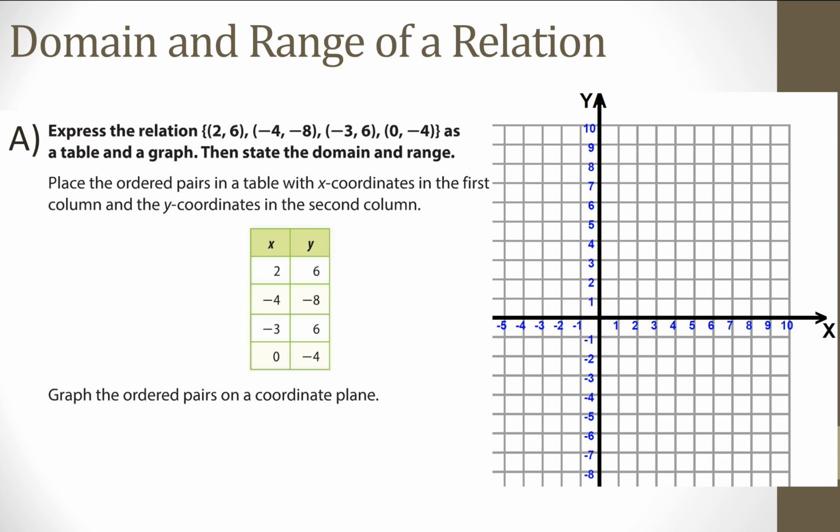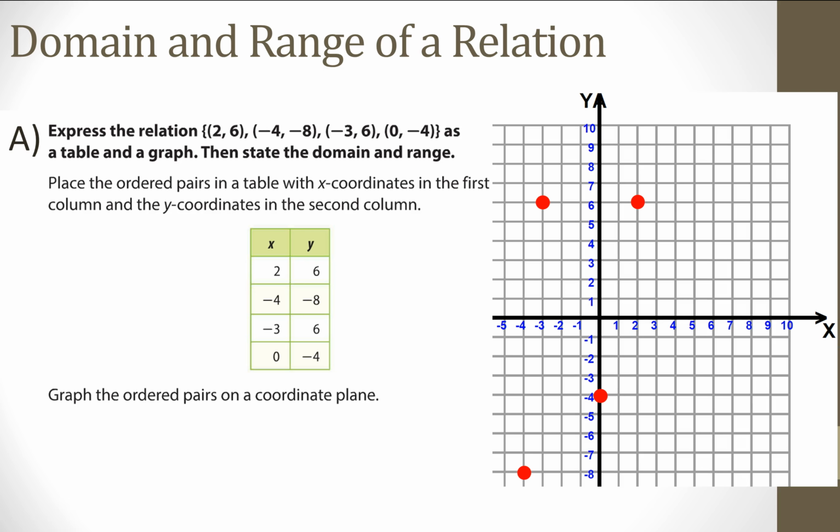2 comma 6. That's positive 2 to the right and 6 up, kaboom. Negative 4 and negative 8: to the left 4, down 8, kaboom. Negative 3, positive 6: left 3, up 6, squadoosh. And we have 0 comma negative 4, so from the origin, which is the center, don't go left or right, drop down 4, and abracadabra. There you go. Kaboom.